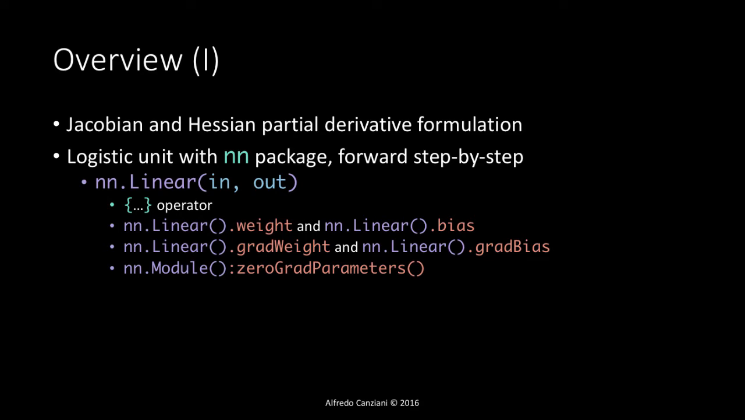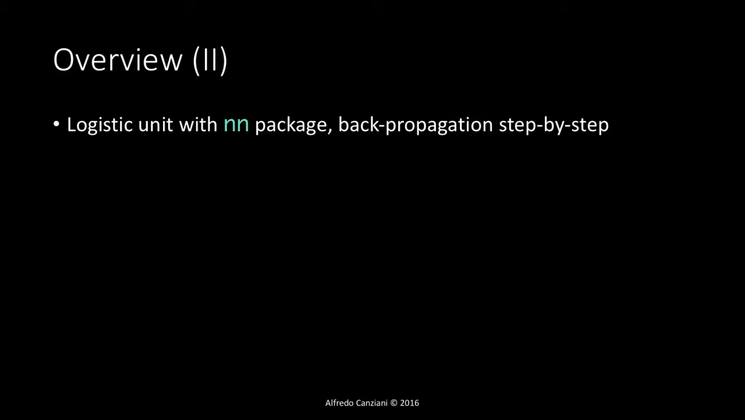We will see then how to zero these partial derivatives. And then we will introduce the sigmoid nonlinearity. We will see how to use the forward method of the module. Linear and sigmoid are modules, so by writing nn.Module, I just represent both of them. Then we will also implement the backpropagation pass step by step, again to verify our understanding of the underlying algorithm.